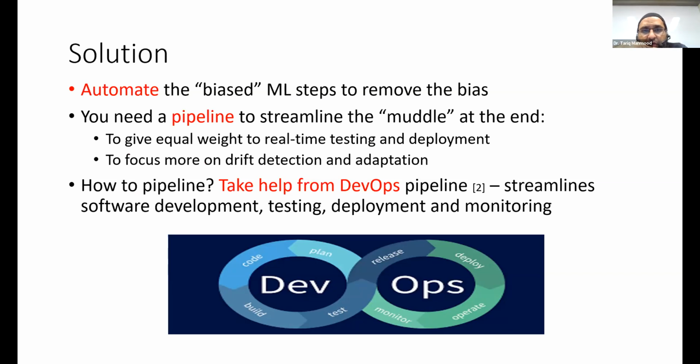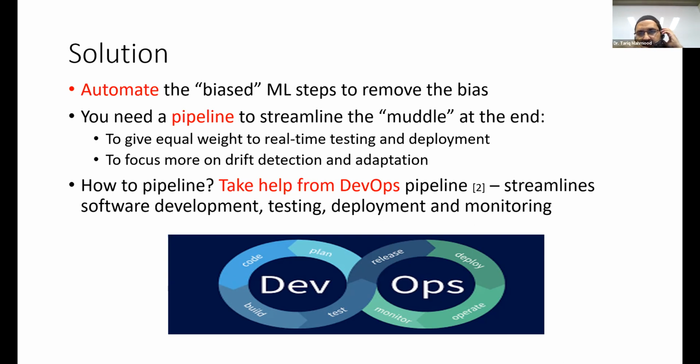So what we need to do is automate the biasness. We need to automate the steps which are creating the biasness. That's the main stuff of the presentation today: wherever the data scientists are lacking or biasing the process, we need to automate that to remove the bias. And obviously for that, we need a pipeline to streamline the model. We need to give equal weight to real-time testing and deployment, and we need to focus more on drift detection and obviously adaptation of the machine learning model.